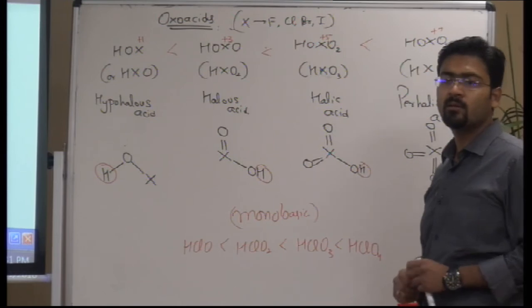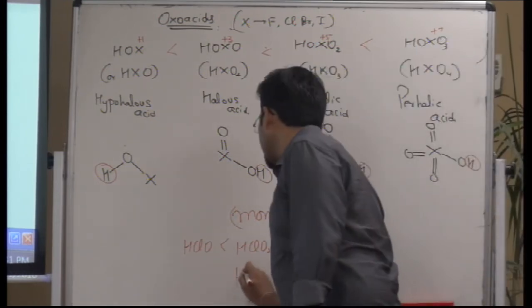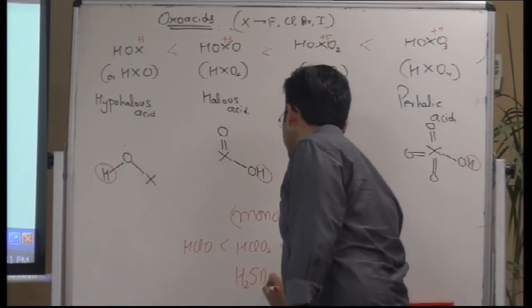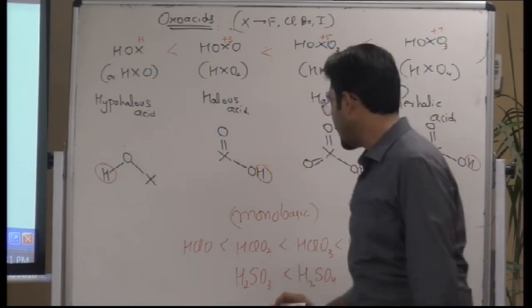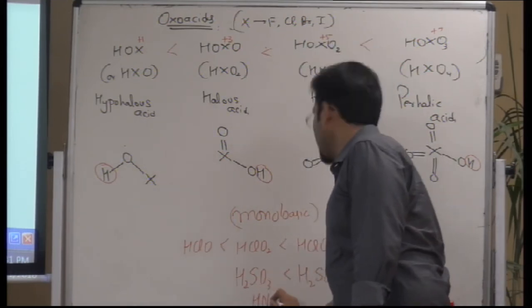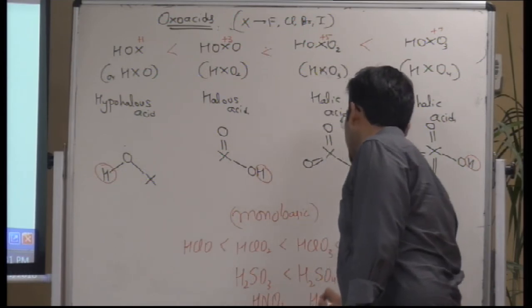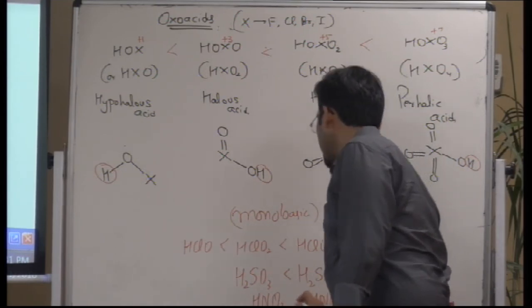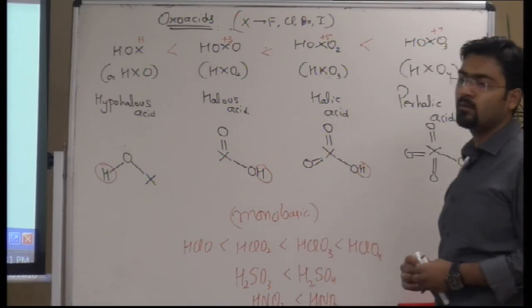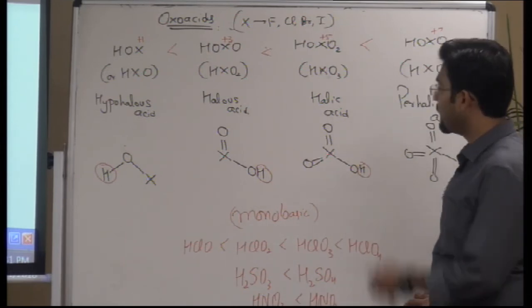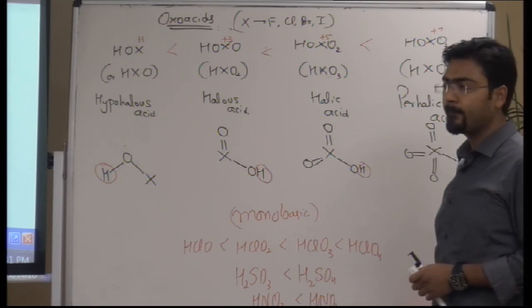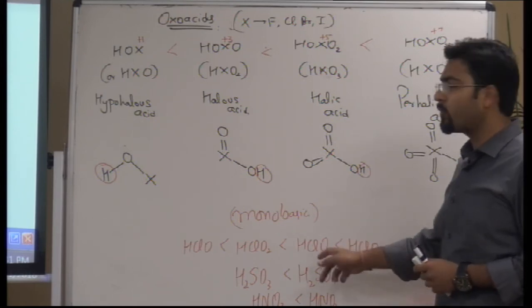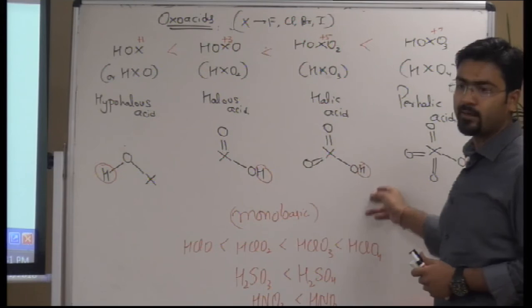phosphorus. Like this is the case in H2SO3, H2SO4. Similarly, it happens in case of HNO2 and HNO3. This was a doubt also. So nitric acid is stronger than nitrous acid. I'll explain it here. Got it? Let's quickly understand what is the reason behind it.